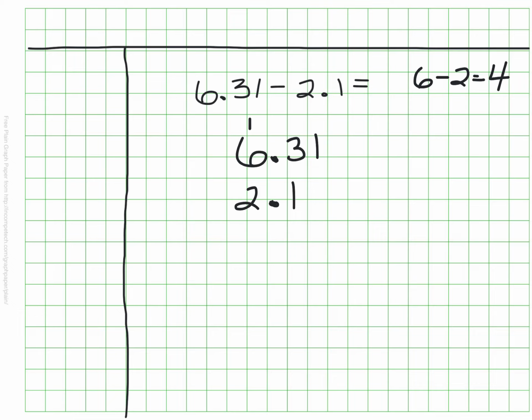tenth. So I have my whole numbers lined up, I have my tenths lined up. There's nothing in this space, so I'm going to go ahead and put a place value of 0. And then I will subtract as I normally would, right? 1 minus 0, 3 minus 1. My decimal place does not move, and 6 minus 2 is 4.